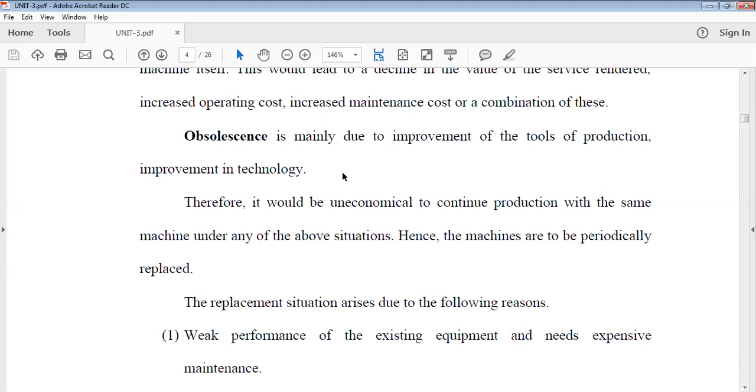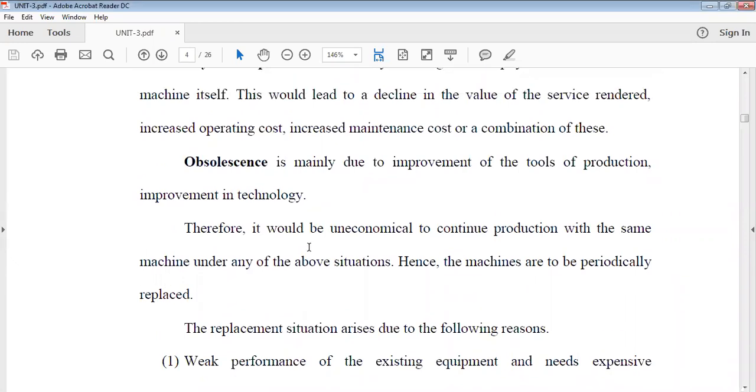For that, you have to replace the particular equipment with the new modern equipment with improvement in technology. That is where obsolescence occurs. Therefore, it would be uneconomical to continue production with the same machine under any of the above situations. Hence, the machines are to be periodically replaced.